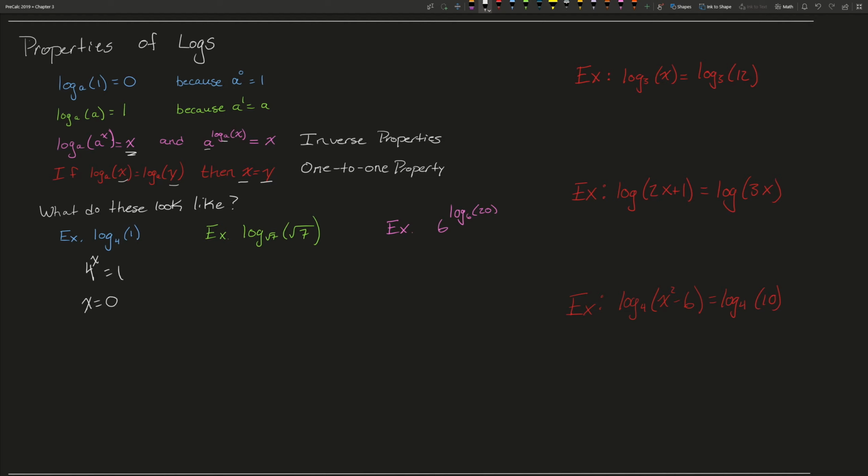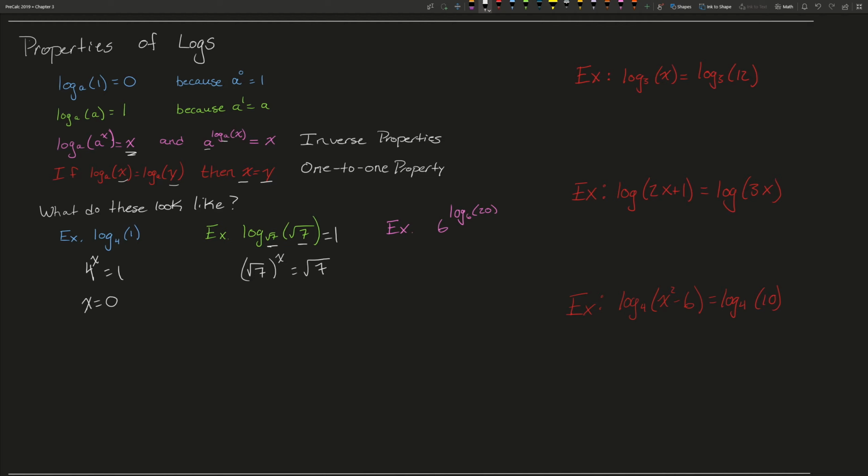The next example, log base root 7 of root 7. Because these are the same bases, they cancel each other out, and we will just get 1. If we rewrite that as exponential, this says that root 7 to some power will equal root 7. And the only number that does that is 1.